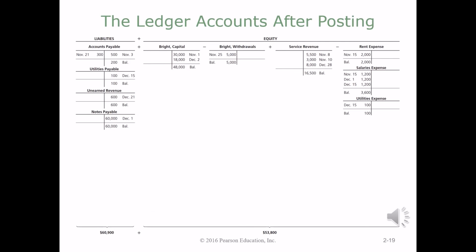Now you can see all of the liability and equity accounts. See if you can find the Sheena Bright capital account that was established on November 1. It looks like on December 2, Sheena Bright has increased her capital contribution. That's great.